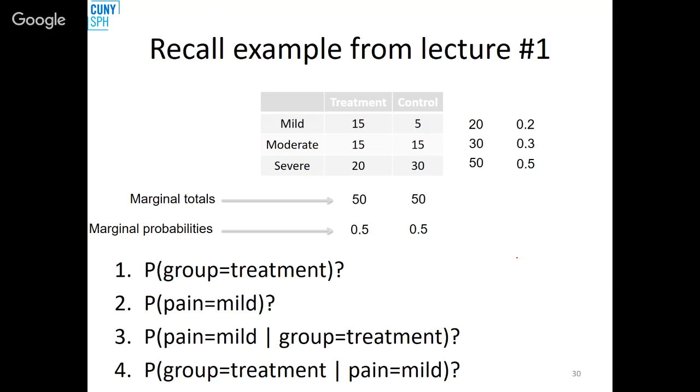How are we for time? I guess we have a little more time. So let's go ahead and calculate a few things here.